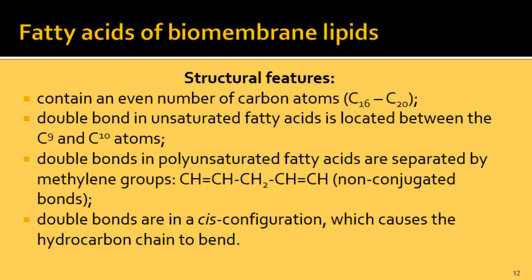Pay attention to the main structural features of fatty acids, which make up natural lipids. They contain an even number of carbon atoms, between 16 and 20. The double bond in unsaturated fatty acids is located between the 9th and 10th carbon atom. Double bonds in polyunsaturated fatty acids are separated by methylene groups. That is, they are non-conjugated bonds. These double bonds are in a cis configuration, which causes the hydrocarbon chain to bend.